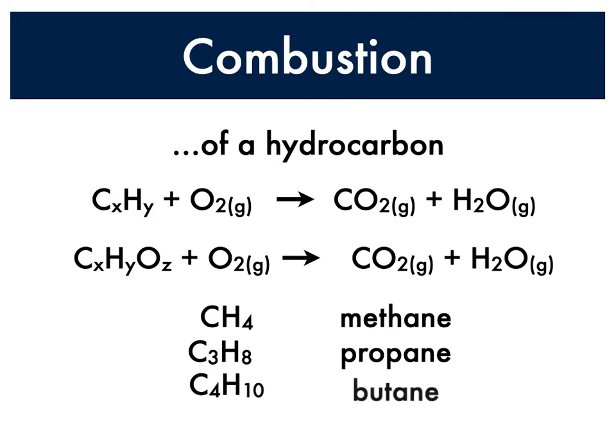C4H10, a 4-carbon chain, is butane, and that would be like pocket lighters use butane as a fuel. And then a last example that we might look at here would be octane, which is the primary constituent of gasoline, or C8H18. So those are some examples of some hydrocarbon fuels.